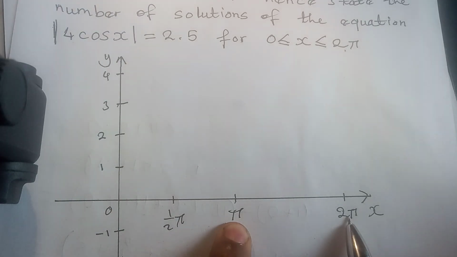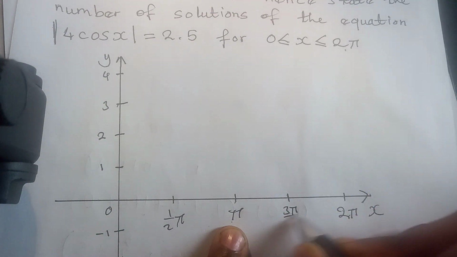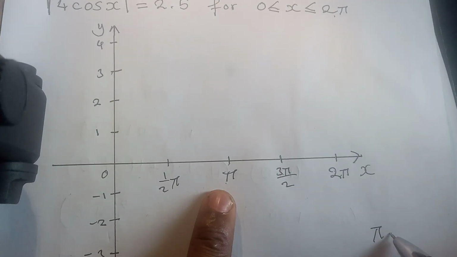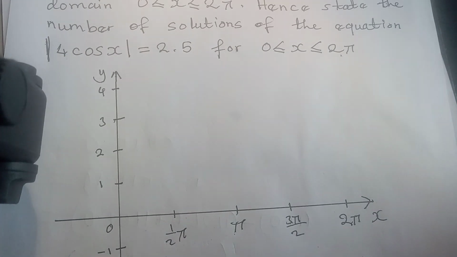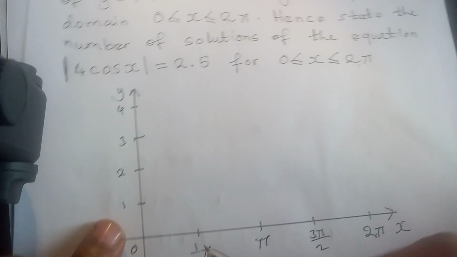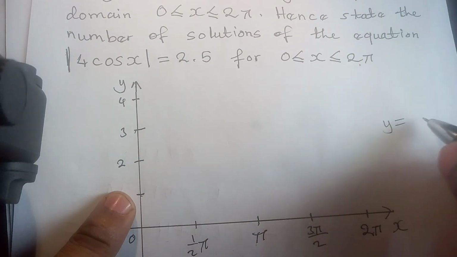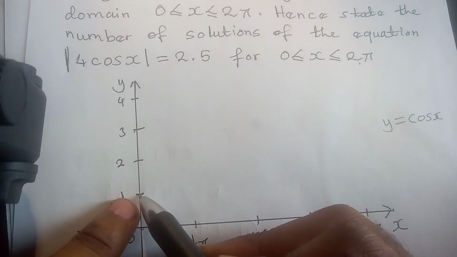The same applies to this. Halfway between pi and 2 pi, you have 3 pi over 2. So to find this, you can as well just find the average of these two. So, or the midpoint, whatever you want to call it, you have this. And then to sketch this, you know that the cosine graph, a normal one, will start from here. If you had something like y is equal to cos x, because cos 0 is 1.